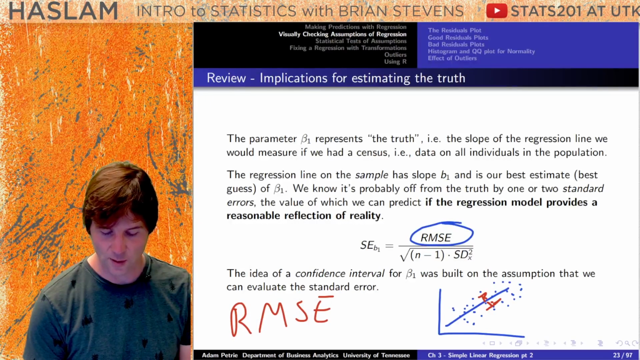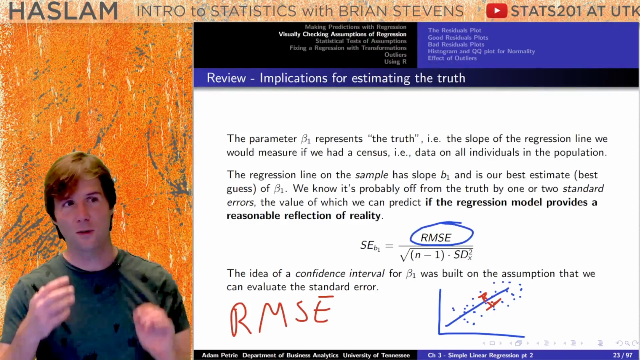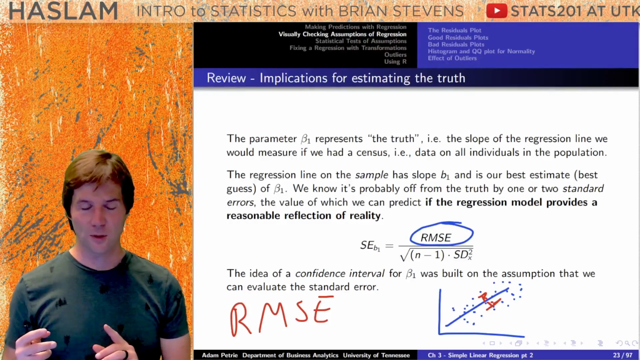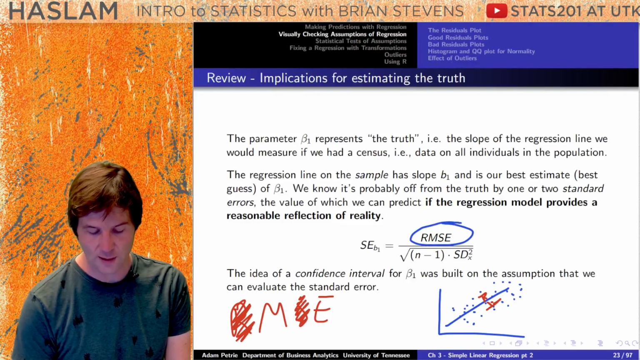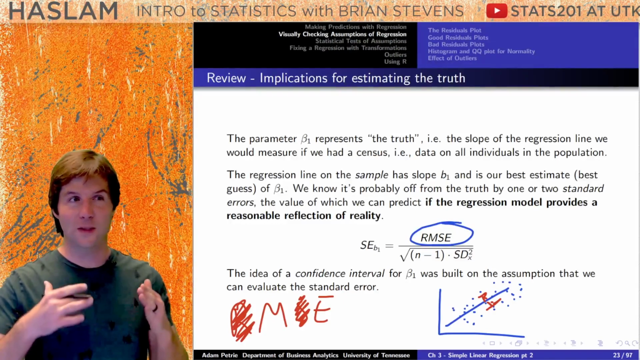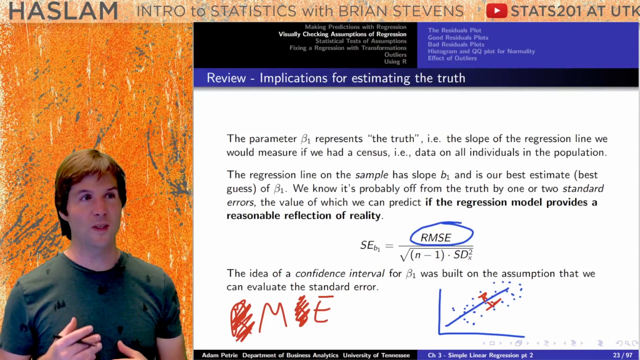RMSE stands for root mean squared error, also known as residual standard error. You can do the root of the mean of the squared errors, but check this out. When you think about it, root and square cancel, and you're left with mean error. So it's basically a typical miss because it's a mean error. Now, why don't we just take the mean error? Well, the mean error would be 0.